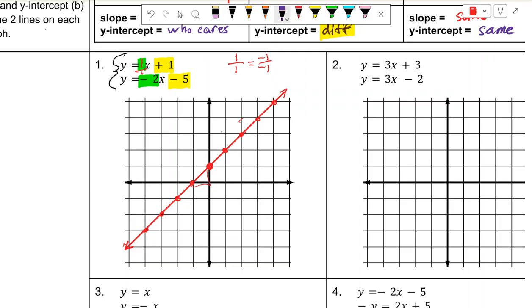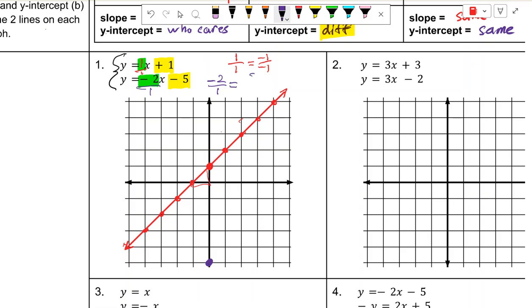Now we're going to go for our next equation. Negative 5 is the y-intercept down at the bottom, and our slope is negative 2 over 1. Well, that's not going to work because our graph doesn't go any lower.